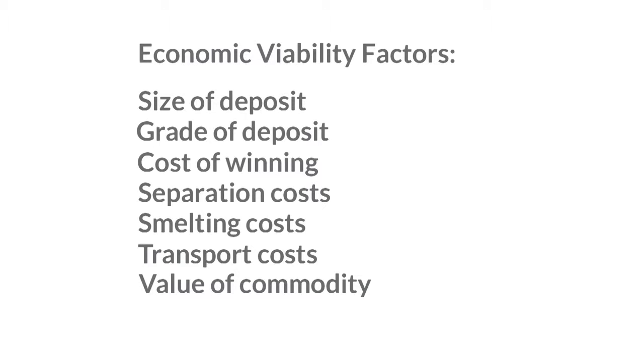There are many factors which, in combination, determine whether or not exploitation of a mineral deposit is economically viable. These are the size of the deposit, that is, the total extractable tonnes, the grade of the deposit, the extent to which the ore is mixed with gangue or worthless minerals, the unit cost of winning the ore from the ground, the unit costs of separating the ore from the waste rock and the gangue, the unit costs of extracting the commodity from the ore, generally known as smelting, the cost of getting the ore commodity from the mine to the market, and the present worth of the commodity in the global market. These will now be given further consideration.